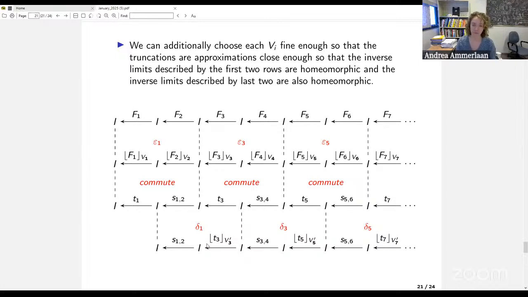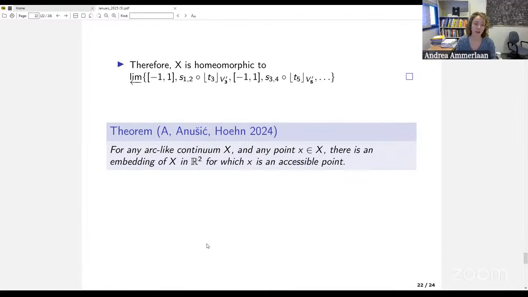And so we have that our continuum X is homeomorphic to an inverse limit in which all bonding maps have only positive radial departures. And so we can conclude that for any arc-like continuum and point in that continuum, there is an embedding of the continuum with that point accessible.